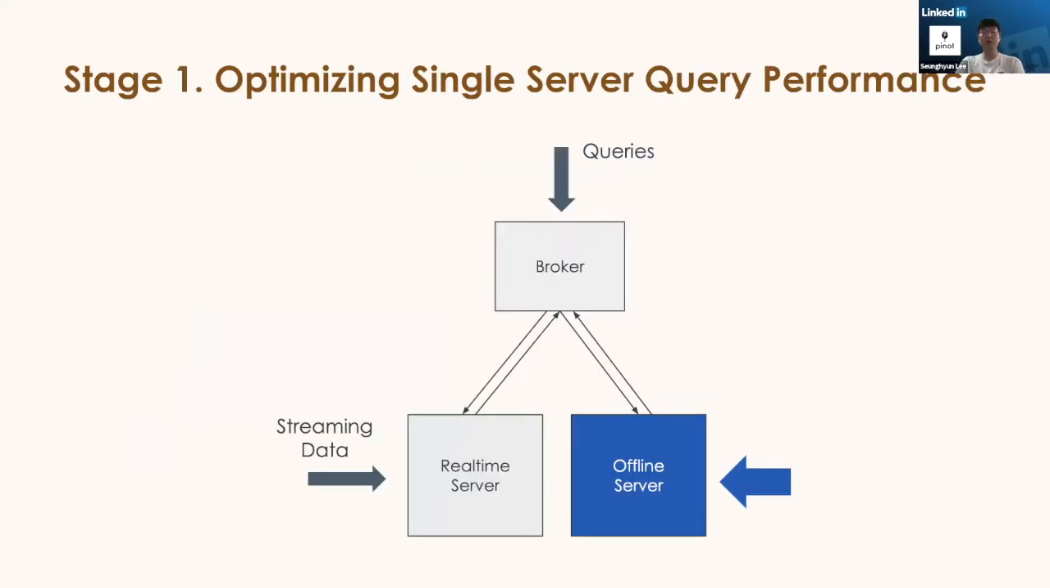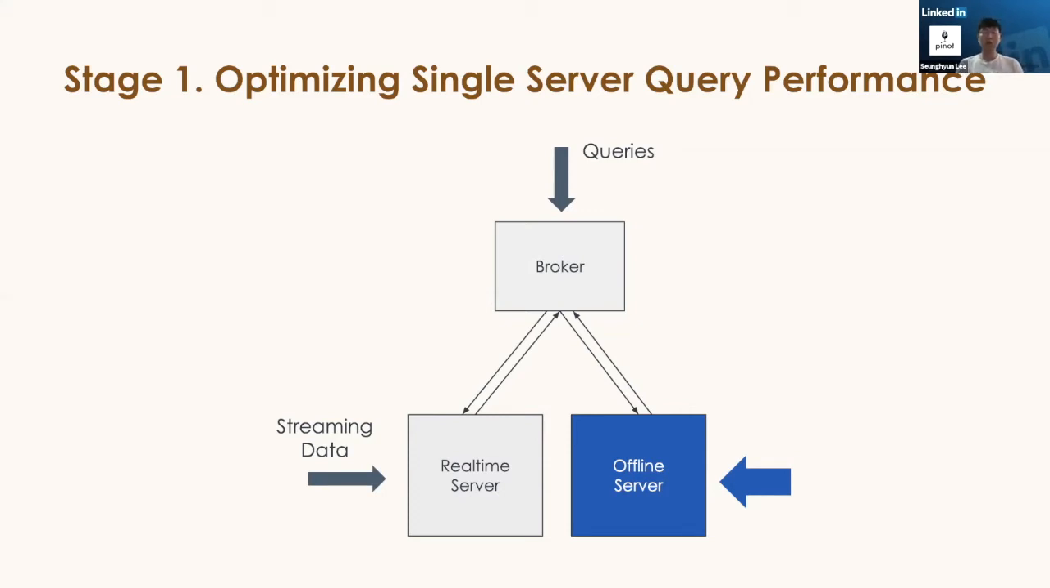Before we start to talk about our journey, I think it's important for everyone to be in sync on how Pinot processes a query at a high level. First, the Pinot broker gets the queries from the users, and the broker routes the queries to both real-time and offline servers, and it collects the results back from the servers. Then the broker combines the results and returns the final results back to the users.